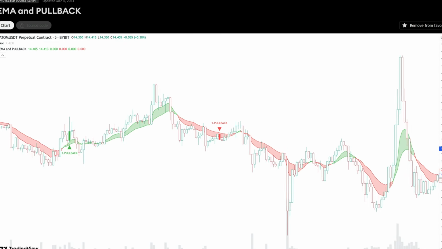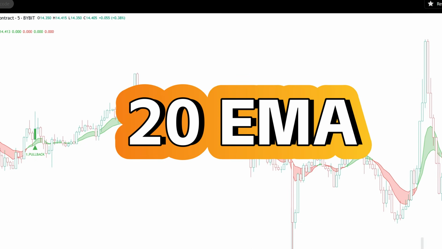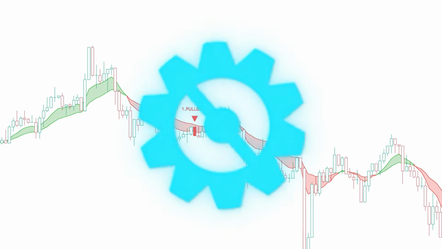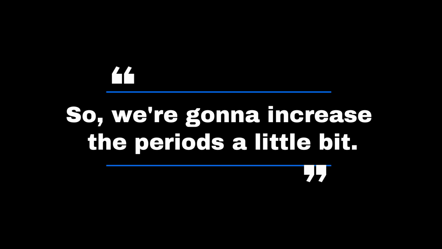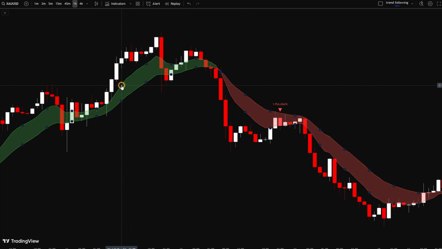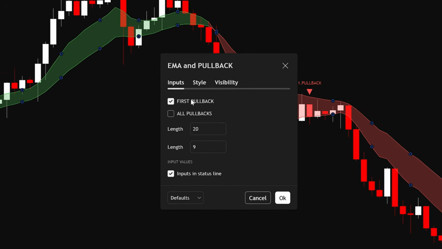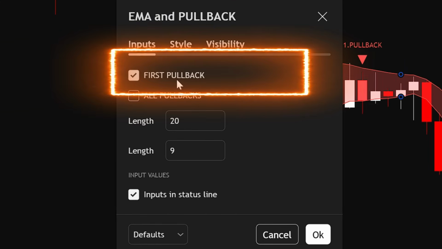Now, by default, the EMA and Pullback indicator uses a 20 EMA and a 9 period EMA. But here's the kicker. We kinda need to filter out some small noise. You know, those little whipsaws? So, we're gonna increase the periods a little bit. Go into the settings for the EMA and Pullback indicator, and in the inputs tab, make sure only first pullback is enabled. That's the key.